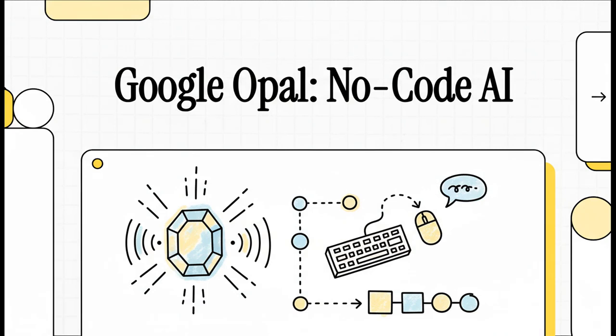All right, let's talk about a super buzzy new tool coming out of Google Labs called Opal. Now, the promise is huge. It's supposed to let literally anyone build AI apps with zero code just by saying what you want. But as you're about to find out, it's not quite that simple.